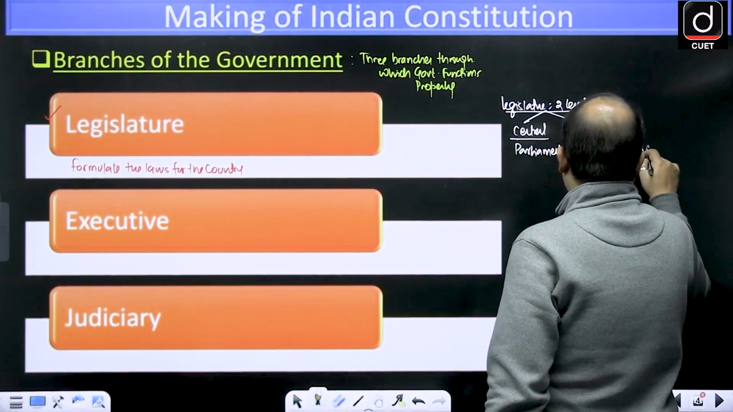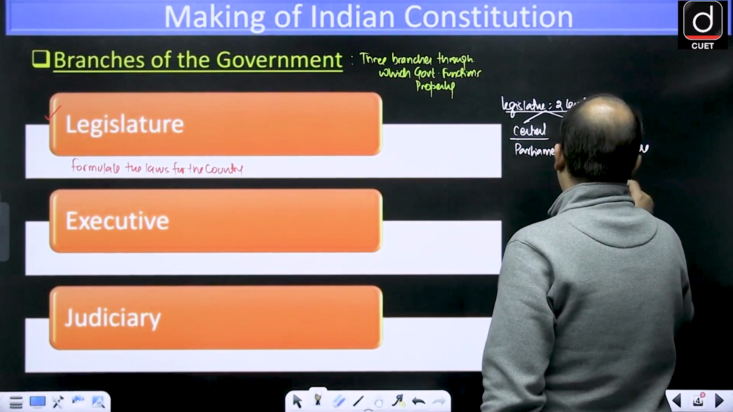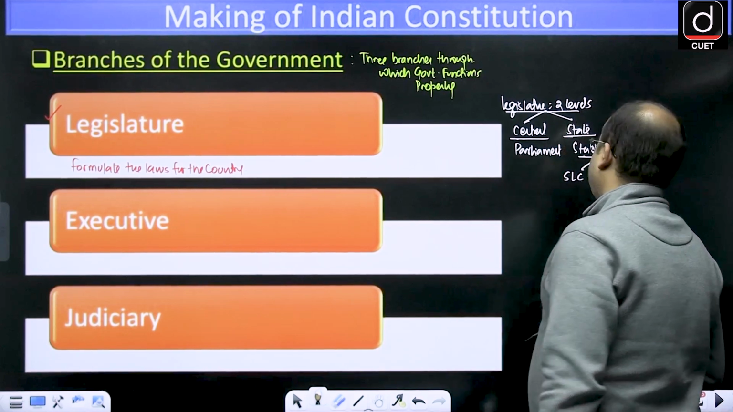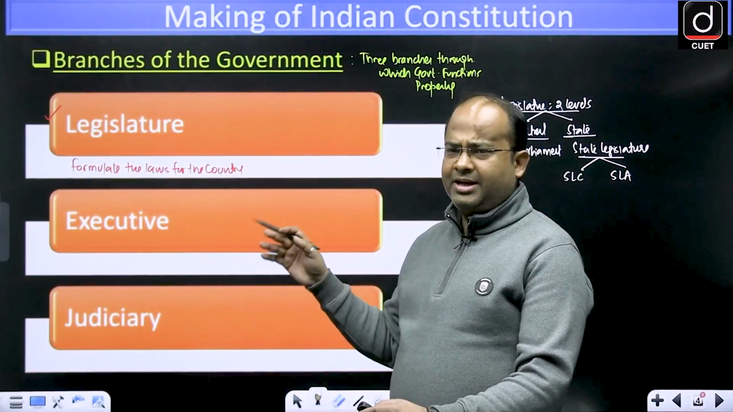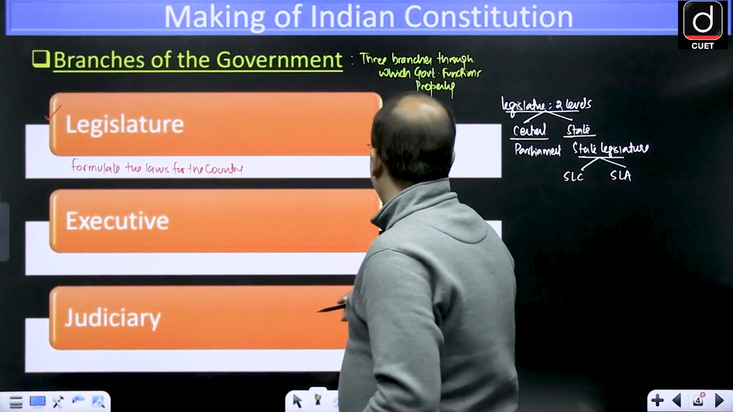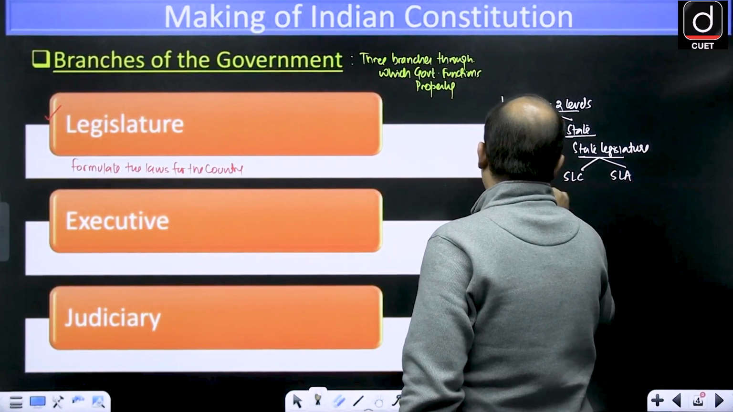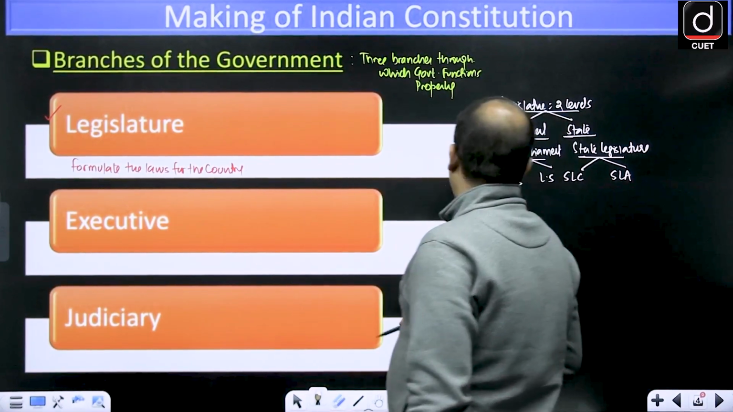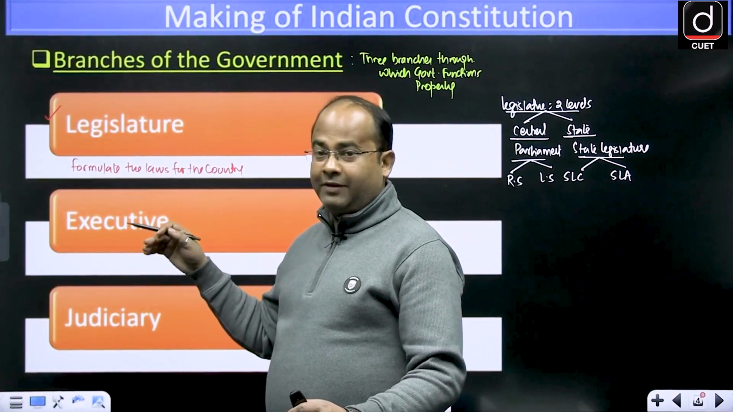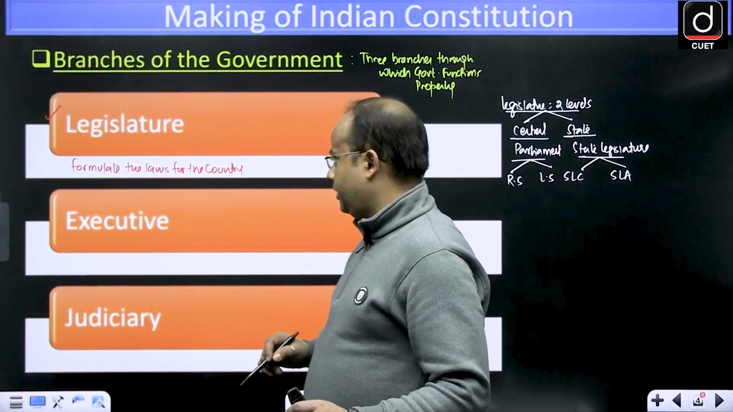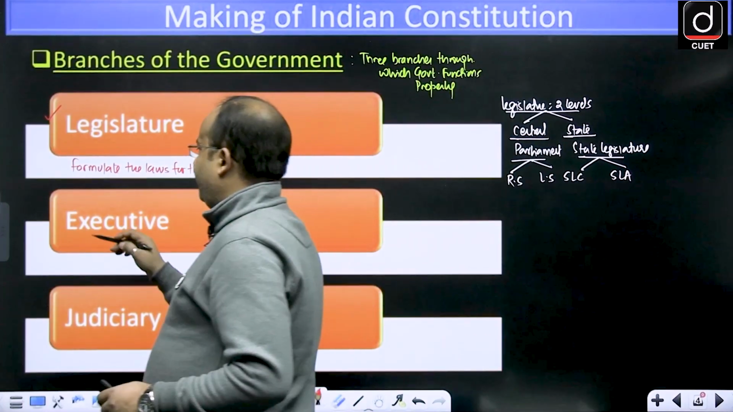State legislature has two houses, the state legislative council and the state legislative assembly. State legislative council stands for SLC, and state legislative assembly stands for SLA. In the parliament we have Rajya Sabha and Lok Sabha. So we have two houses of the parliament, Rajya Sabha and Lok Sabha. This is the part of legislature that formulates law for the country. Next we have executive. Executive implements the law.